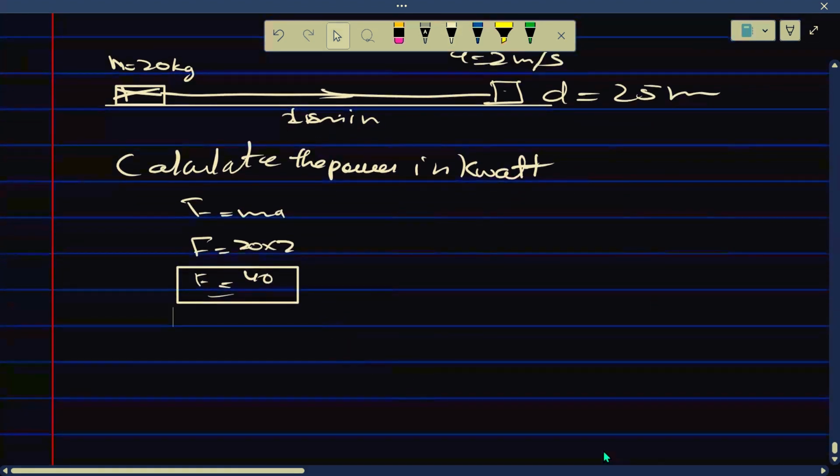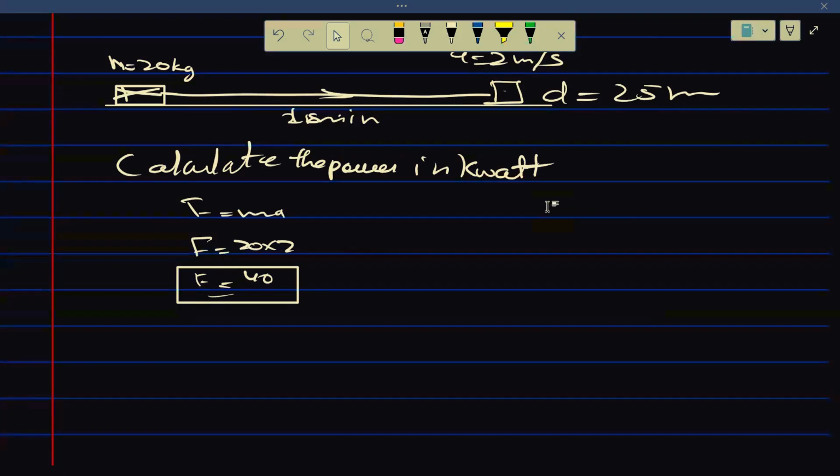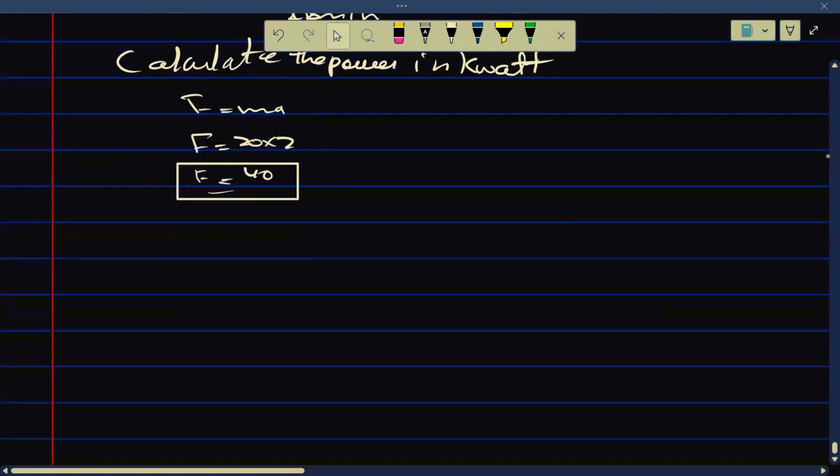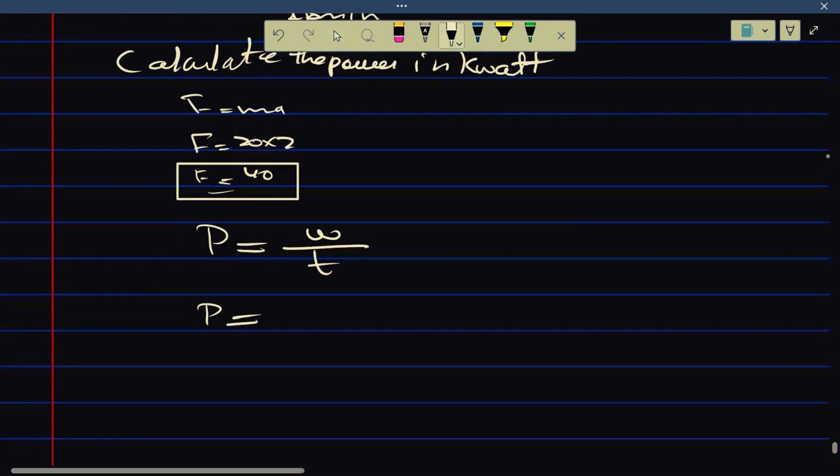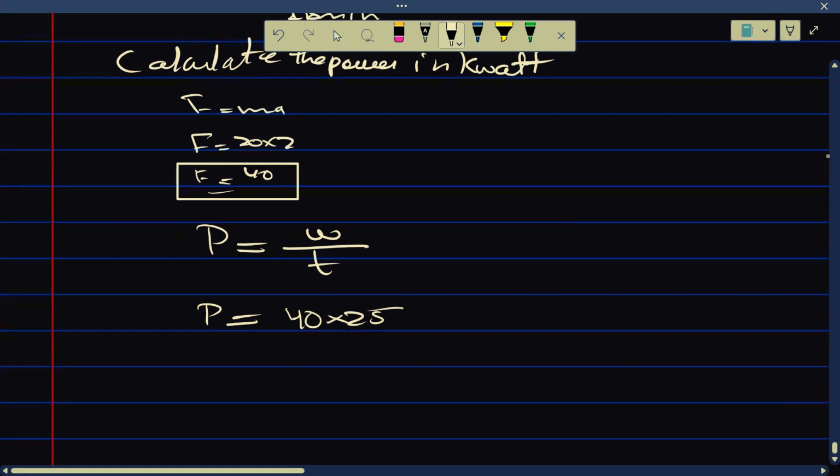Then what we'll do is calculate power. So what's the formula of power? Power is equal to W upon T, right? So P is equal to the work done. Work done means F times D, which is 40, and the distance is 25. So 40 multiplied by 25 upon the time, which is 120.